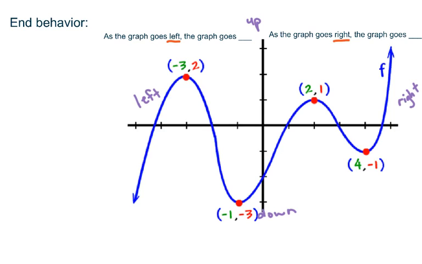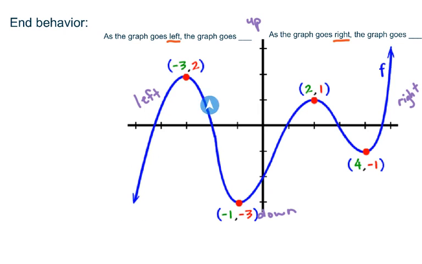Next key feature is end behavior. Now, the only thing challenging about end behavior is the notation. So before we get to the notation, I want to be sure that we understand exactly what we are talking about when we say end behavior. We literally want to know what is going on at the end of the graph.